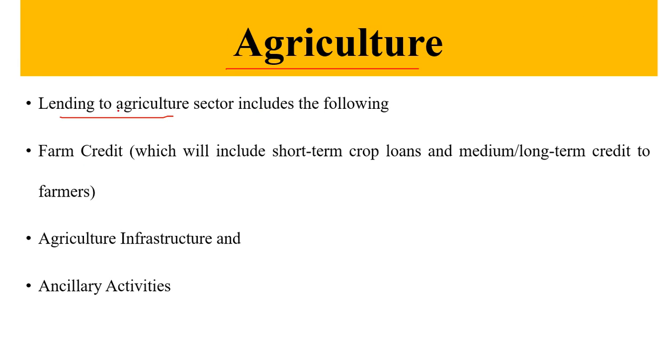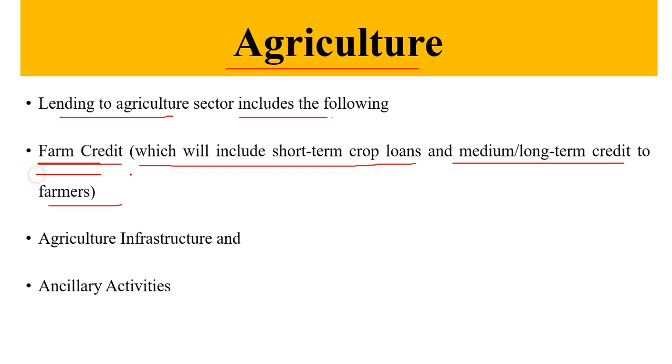So agriculture includes the following. First, farm credit, which will include short-term crop loans and medium and long-term credit to the farmers. If a farmer needs a loan for crops, then the bank can lend to the farmers as farm credit. Second is agriculture infrastructure. To grow products, farmers require some infrastructure, so the bank has to give loans to agriculture infrastructure also.